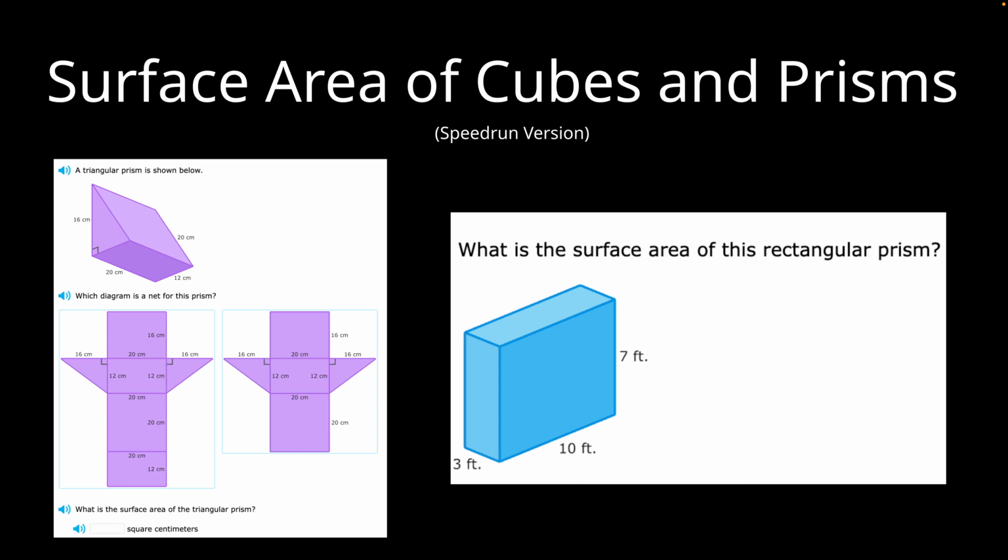Today we're going to be talking about the surface area of cubes and prisms, similar to the problems that you see up on the screen here. Just a reminder, this is the speedrun version where we go through it pretty quickly. If you'd like the normal version of the lesson, I will link that in the description below. Okay, your Ricasso Recap starts now.